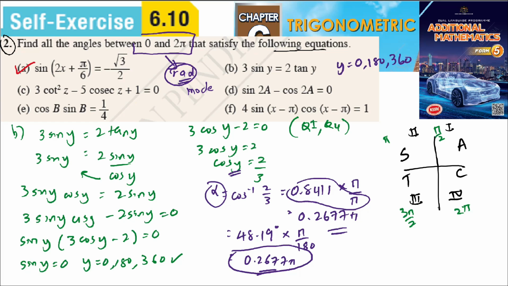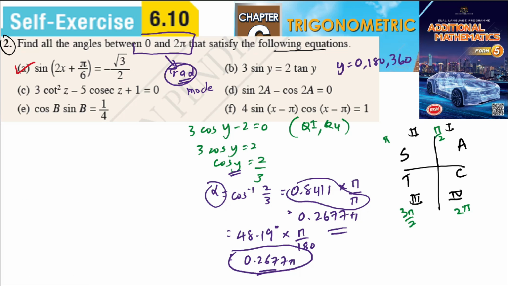Okay, now we are calculating this one, 0.2677 pi. So you see here alpha is equal to 0.2677 pi. So now we are talking about y, right? So y, this one is the same because the angle is 0 up to 2 pi. So you just do it up to 2 pi. Okay, before that, we know it is first and fourth quadrant. So when we're talking about y, the first quadrant is this one.